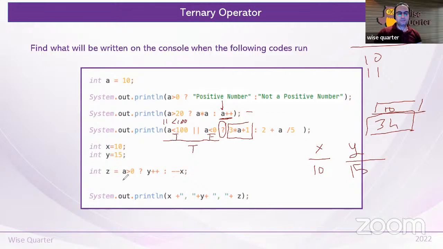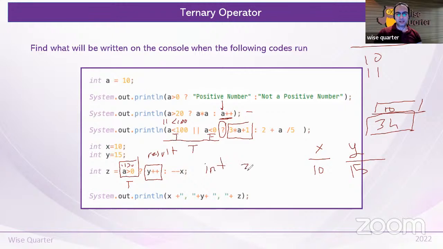Z equals, if A is higher than 0, it is 11, so it is higher than 0, this part will be true. This means I will use this one. This is the result of the ternary. So I can say it like this. It is actually like this.